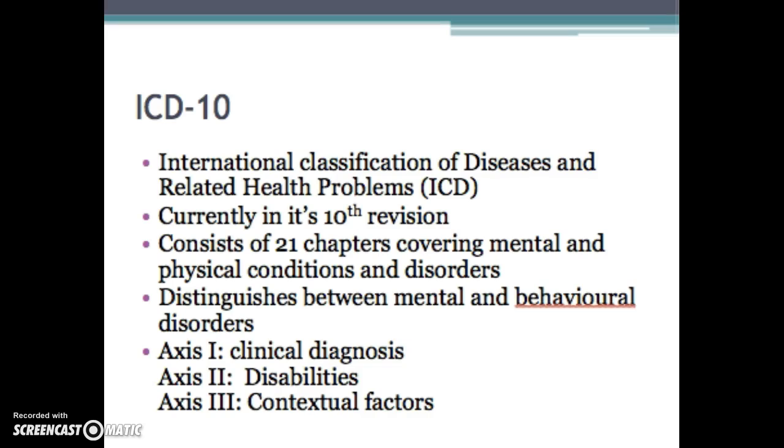Similarly to the DSM though, there are different axes which contribute to the diagnosis and categorization of mental disorders. The ICD has 3 axes. These are 1, clinical diagnosis, 2, disabilities, and 3, contextual factors. You can find an elaboration on each of these in box 12.6 on page 493 of your books, but we'll also be going through them in a little bit more detail in class for you to consolidate your understanding around them.